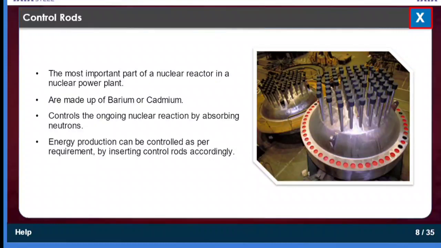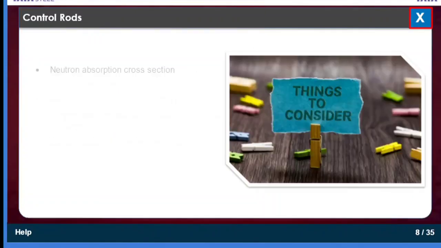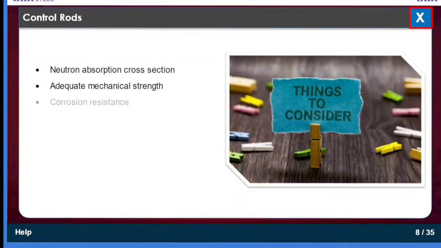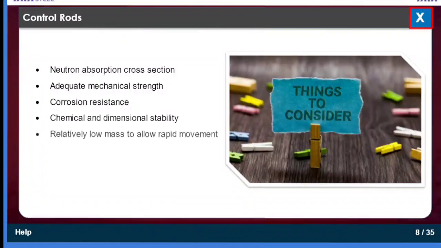Control rod material selection criteria: neutron absorption cross-section, adequate mechanical strength, corrosion resistance, chemical and dimensional stability, relatively low mass to allow rapid movement, fabricability, availability, and reasonable cost.